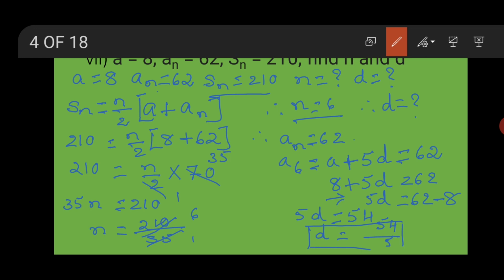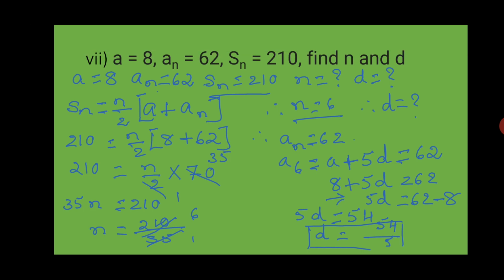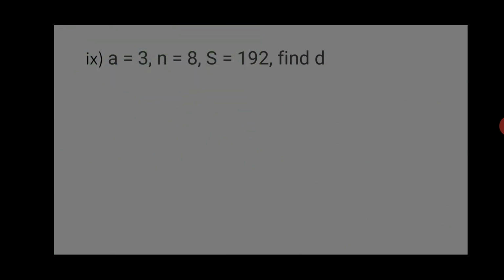Now did you get this? Okay, then move to one more problem. If a is equal to 3, n is equal to 8, Sn is equal to 192, find the value of d. How can you find the value of d? Very simple. Here also, since Sn is given, starting from the Sn formula we can find out the value of d.